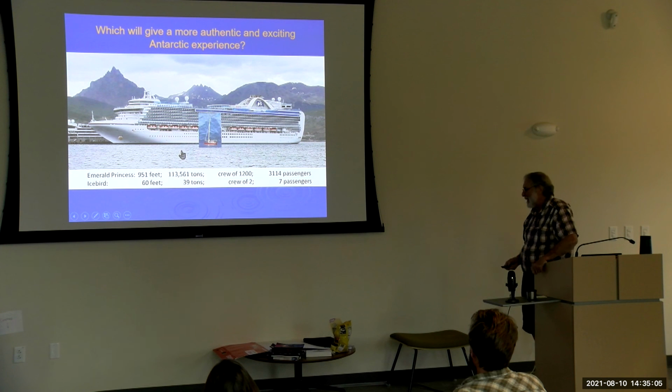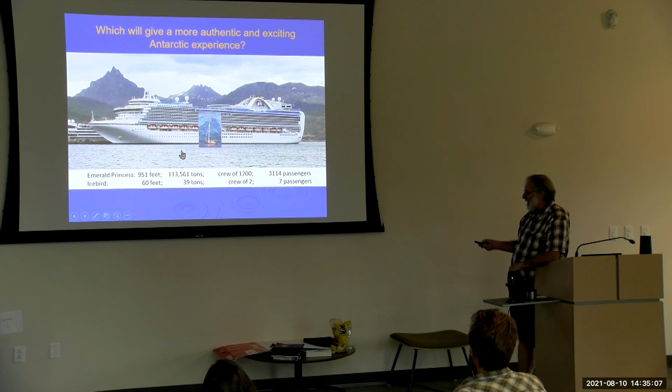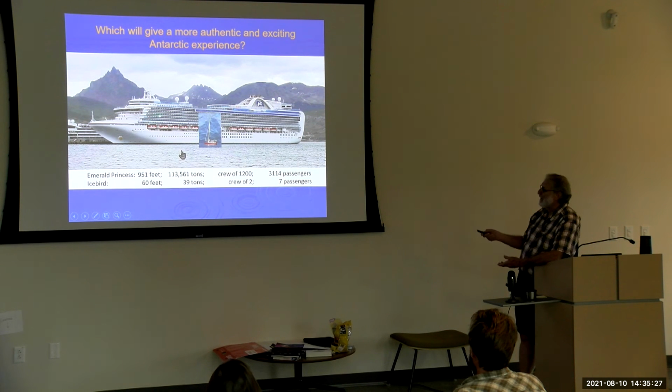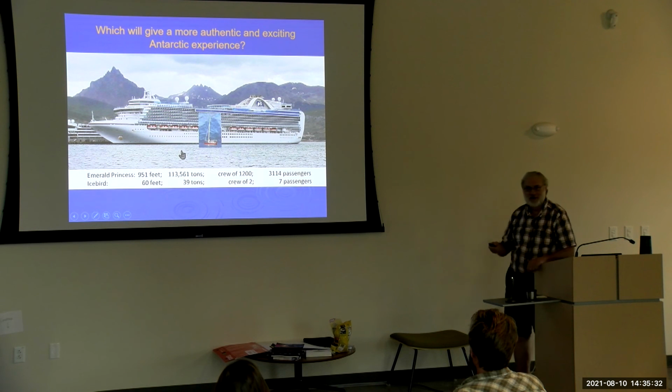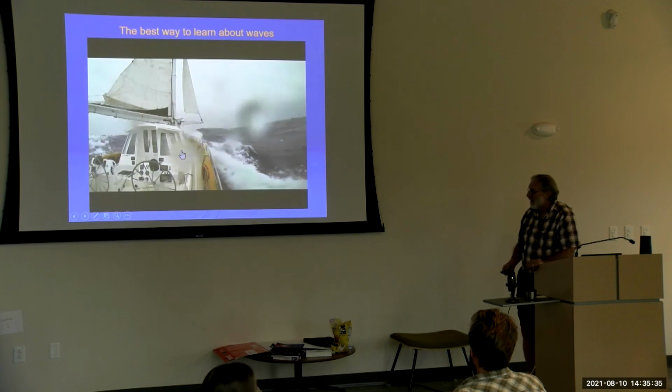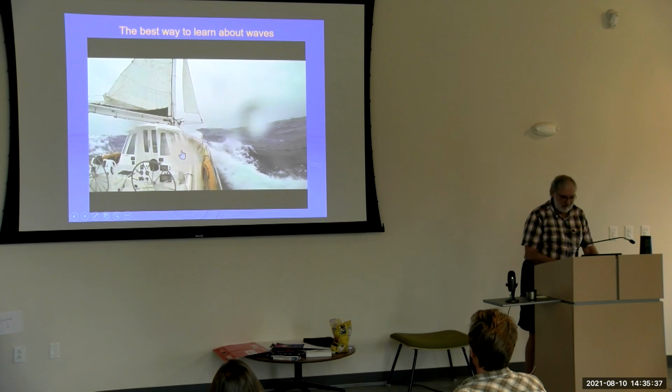So anyway, a little difference here, the Icebird, which was our boat, 60 feet, that was 951 feet long. We had a crew of 2, they had a crew of 1,200. Their passengers did not have to stand watch. Ours did. They have 3,100 passengers. We had 70. But all I can say is, seriously, would you rather be on this garbage scow here, or would you rather be having a real adventure on a real sailboat? And so here is the only day that the weather was good enough to.